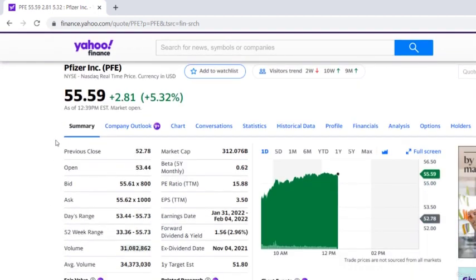So on the first part, this summary area is what should default to come up. You can see the 52-week range. You can see right now when I'm recording this, it's up near its high for the 52-week range.